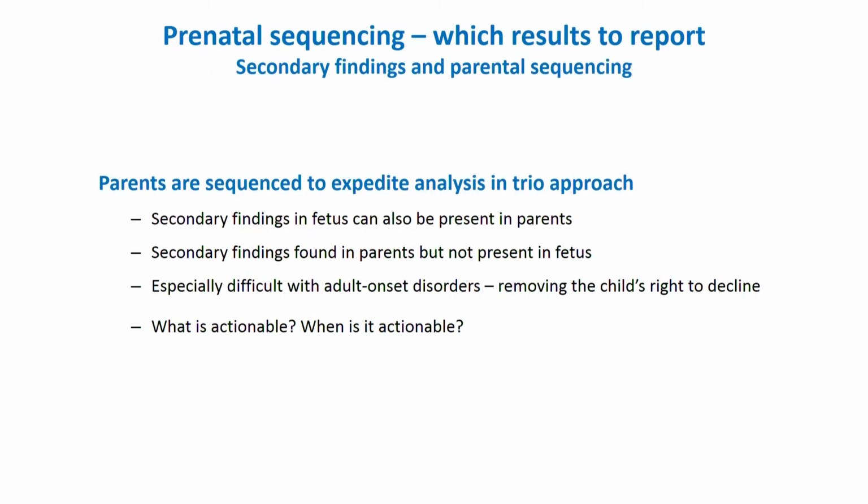And the other thing about doing prenatal sequencing, as both Bryn and I have tried to emphasise, is we need to do trio sequencing in order to expedite the results. But if you're doing that, you're sequencing the parents. So what should we show? We can find secondary findings in the fetus that might be present in the parents, or findings that are present in the parents but not in the fetus. But if we follow the ACMG guidelines and report late onset findings in the parents, and if they're also present in the fetus and we know about it, we're removing that child's right to decline screening, for example. So what is actionable, when is it actionable, and what should we be reporting? I'm not giving you any answers, I'm just giving you lots of questions here, but they're all things I think we need to discuss.